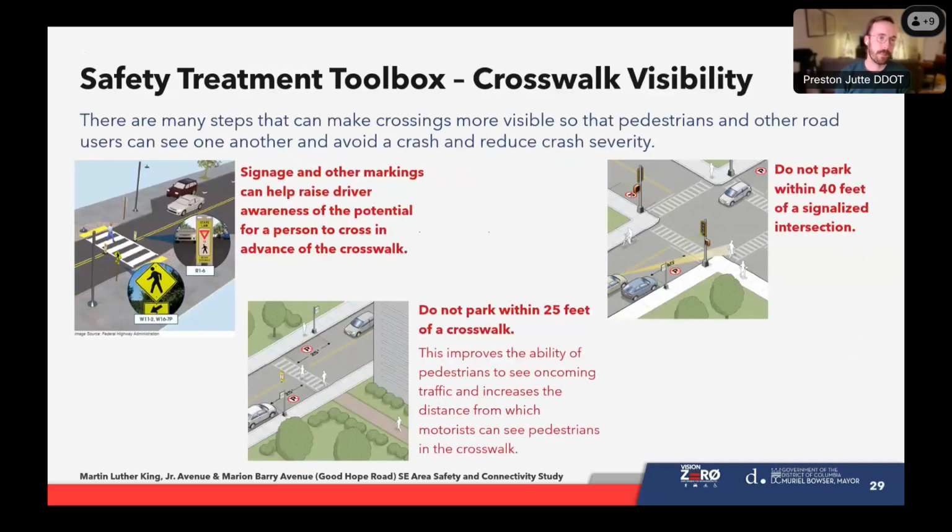Slide. All right, this one I'm not going to go too much into. We've got to keep crosswalks clear. We've got to keep intersections clear.